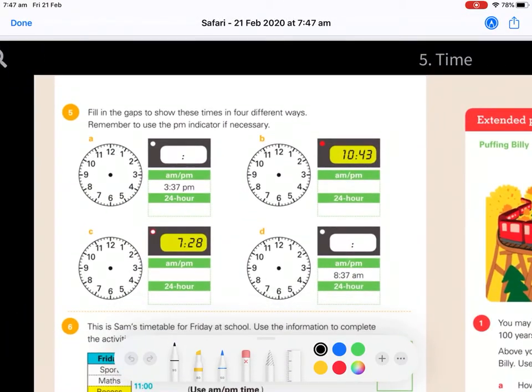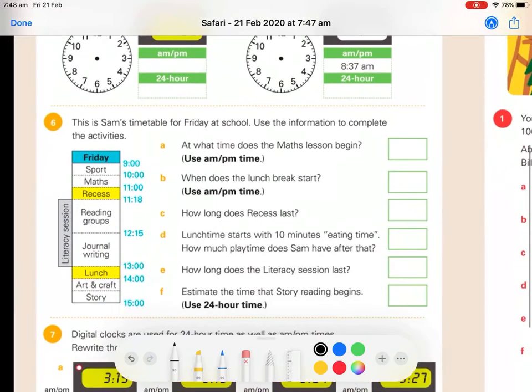We've got here, fill in the gaps to show these times in 4 different ways. Remember to use the PM indicator if necessary. Well, it should be AM or PM. I guess it can be different, can't it? So you've got to do the analogue clock, got to do the digital clock. Don't forget to show the indicator there. And then we've got to write it in AM, PM time and 24-hour time.